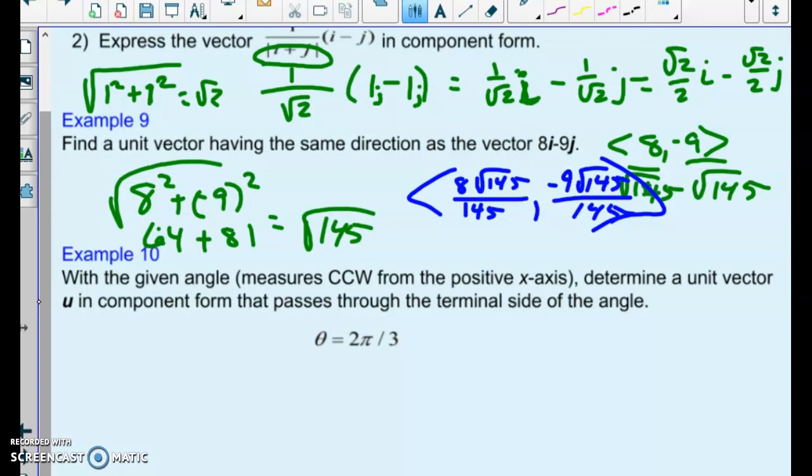With the given angle measured counterclockwise from the positive x-axis, determine the unit vector u in component form that passes through the terminal side of the angle. So we want to find something on the unit circle that meets right there. Well, if we look at that, it just so happens the point on the unit circle, because the unit circle is 1 unit long, we know that the value here is negative 1/2, negative 3 over 2. And so if we plug that into the Pythagorean theorem, we would get 1 because it's on the unit circle.